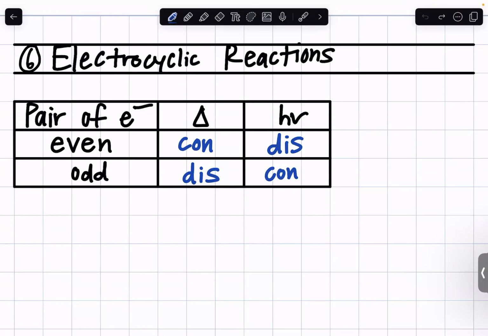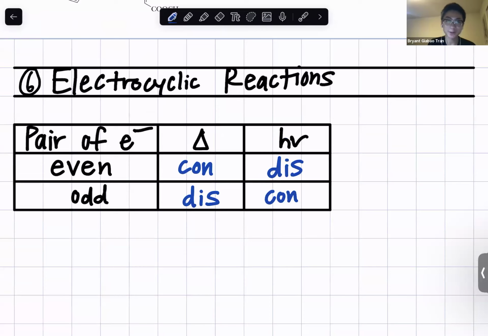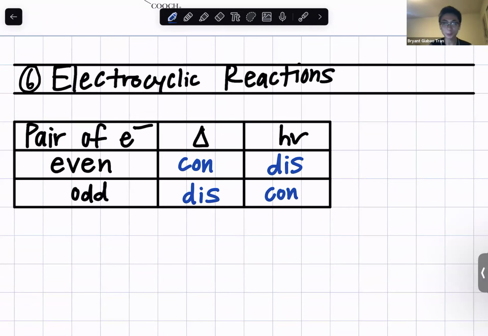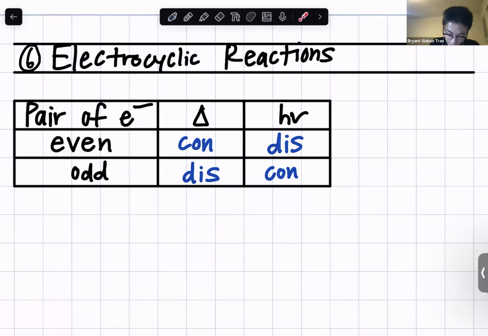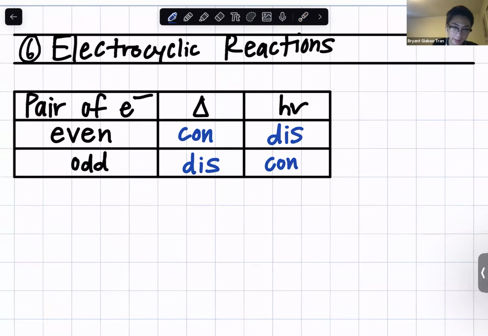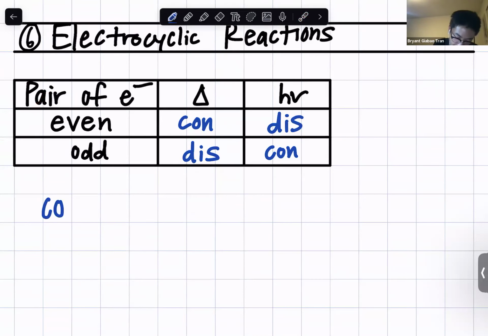Hey. So you wanted to finish the electrocyclic reactions, ring closing and ring opening. Yeah. So this is the chart of the Woodward-Hoffman rules, where if we have an even pair of electrons participating in the reaction, or an odd pair, we would either be conrotatory or disrotatory, depending on if we have heat or light on the arrow. So what conrotatory and disrotatory means is the direction we rotate the groups in, the electrons in.